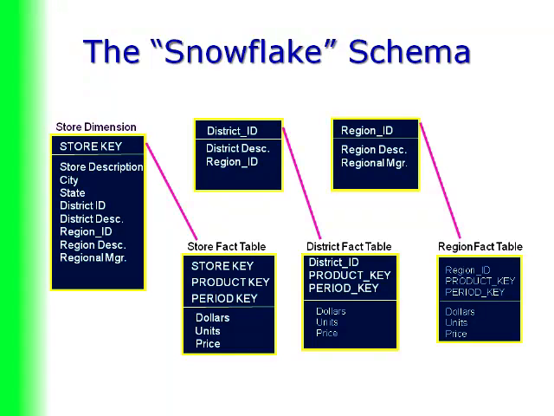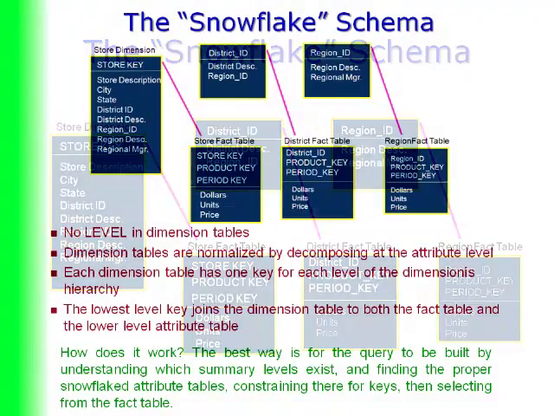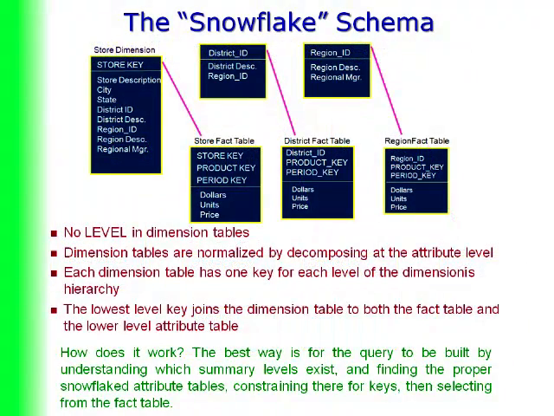It only shows the snowflake of one dimension. In fact, the product and time dimensions would be similarly decomposed by considering product, brand, manufacturer hierarchy. Color and size are extended attribute characteristics of the attribute product, not part of the attribute hierarchy. So if you observe, in the snowflake schema, no level exists in the dimension tables. Dimension tables are normalized by decomposing at the attribute level.